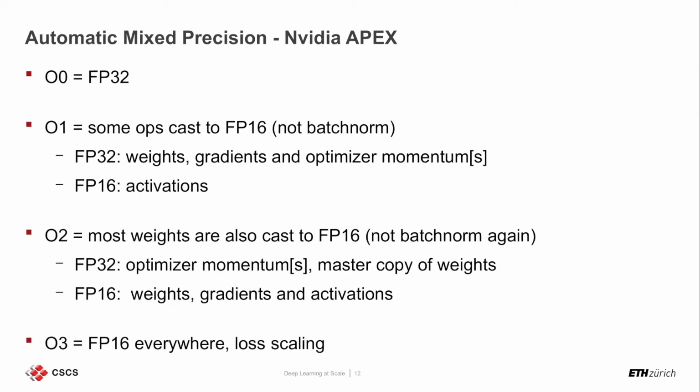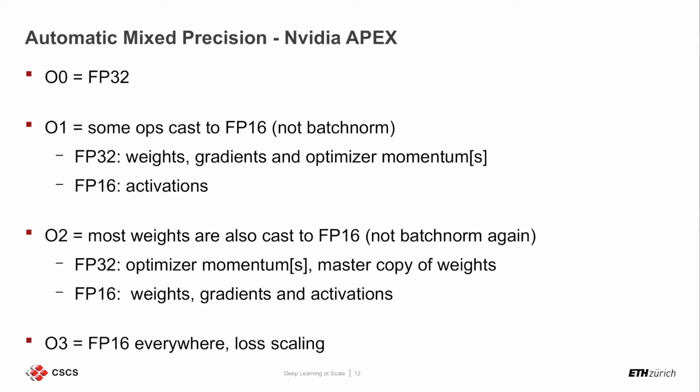But on the automatic mixed precision with Apex, they had this optimization level, which can go from O0 to O3. If you're familiar with C++, that's pretty much like GCC. All right. So O0 basically means no optimization at all. And then O1, it will cast some ops to float 16, not batch norm, for example. So it's basically similar to what Torch Native is doing.